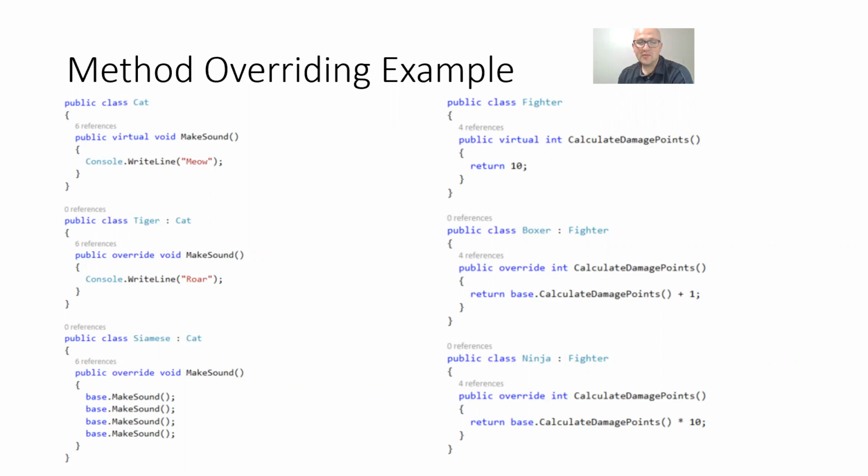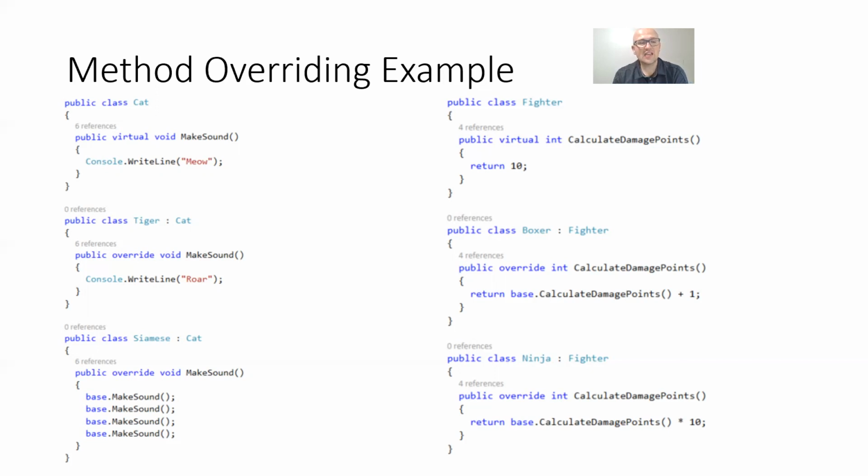Okay, so same name, make sound, has the same name in both the parent and the child class, but the behavior is different. And we can achieve this. You can see here the cat class uses the virtual keyword on this method. Okay, this is basically saying, I am a parent class, I have a method, and any child class can replace this behavior of this method by overriding or creating a method in the child class with the override keyword. And that's exactly what the tiger and the Siamese classes are doing. They are replacing the behavior of the parent make sound method with their own make sound method.